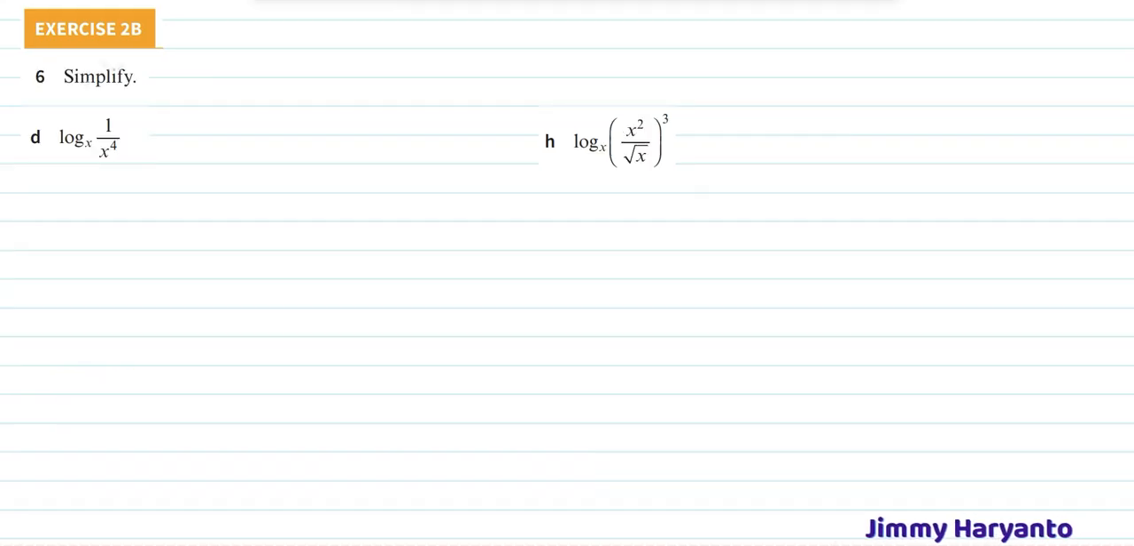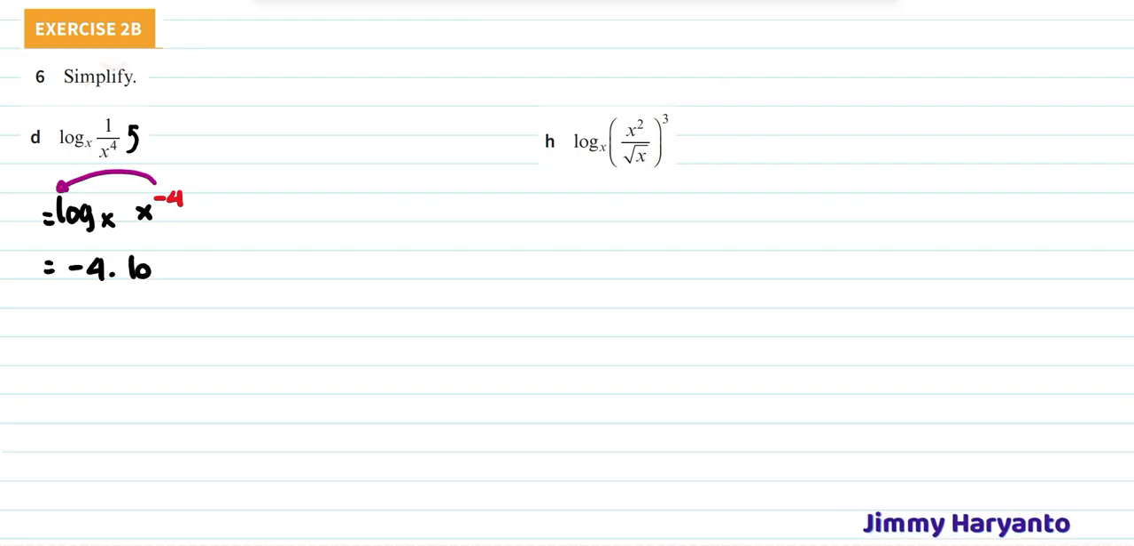Next is question 6. Simplify this one. First let's simplify the x to the power of 4. Move it up, so you'll have x to the power of negative 4, and since you have powers, you can move it to the front. You have negative 4 times log x of x, and log x of x equals 1. Negative 4 times 1 equals negative 4. So the first answer is negative 4.